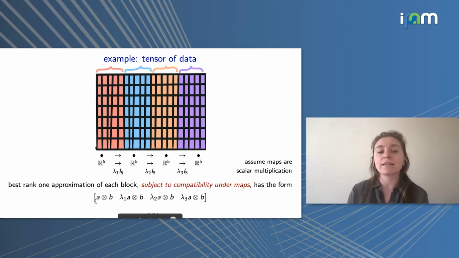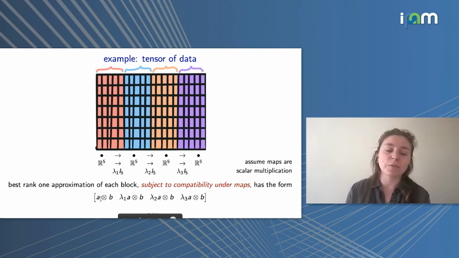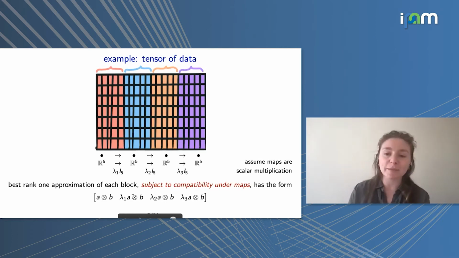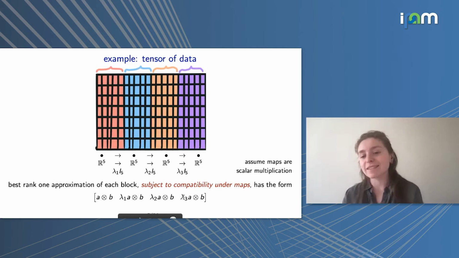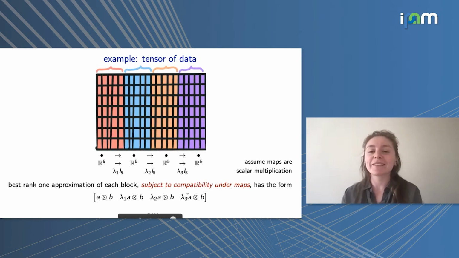So let's say that A tensor B is the best rank 1 approximation of the first block, subject to this compatibility. Then the best rank 1 approximation of the second block has to be obtained from the first one by multiplying by lambda1. And then, okay, this is a typo. There should be lambda2 times lambda1. So to get the third block from the second block, we want to multiply by lambda2. And this is another typo, which now looks suspiciously like a mistake rather than a typo. To get the fourth block from the third one, we would want to multiply this one by lambda3. So here, this should be lambda1 times lambda2 times lambda3.